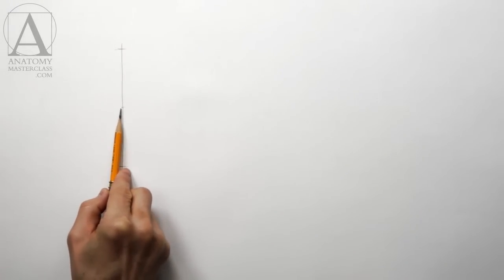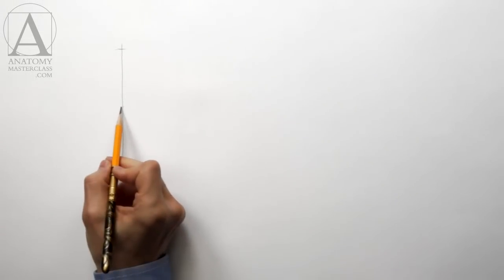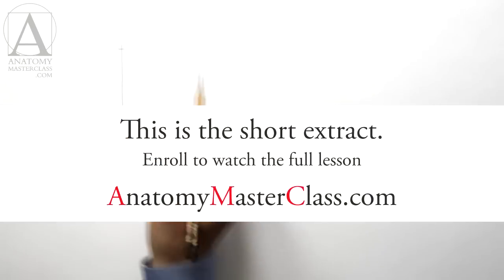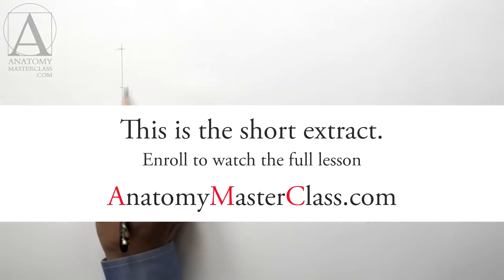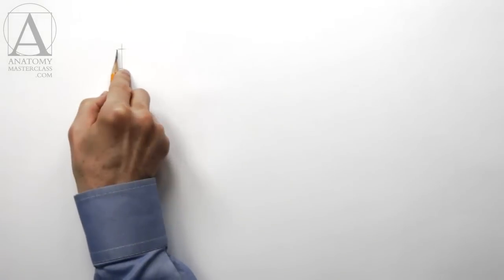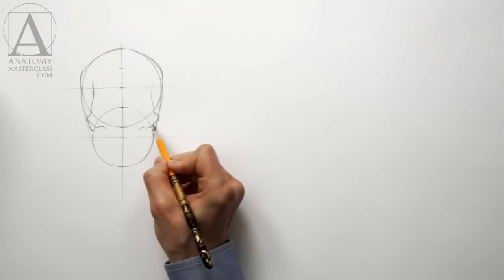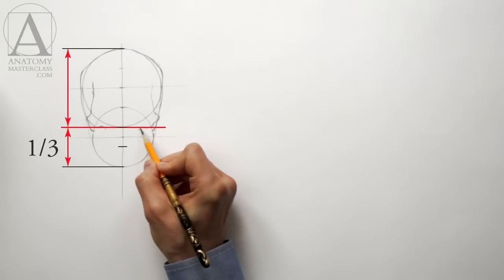Using the pencil as a measuring tool, we divide the height of the skull in half. The top half is subdivided into 3 equal parts. Once again, I'm using the pencil to double-check this proportion. The lower edge of the cheekbones is located 1/3 of the way from the lower edge of the skull, 2 marks in our drawing.